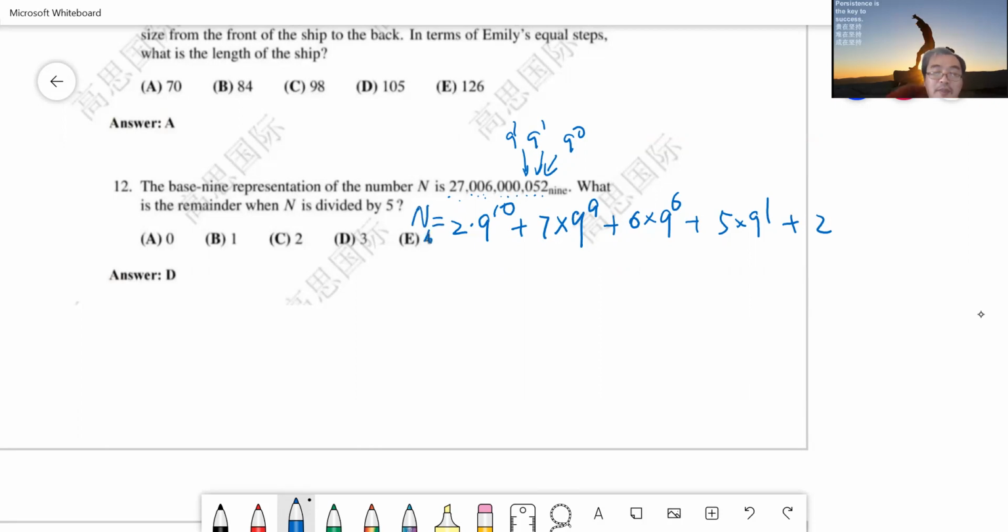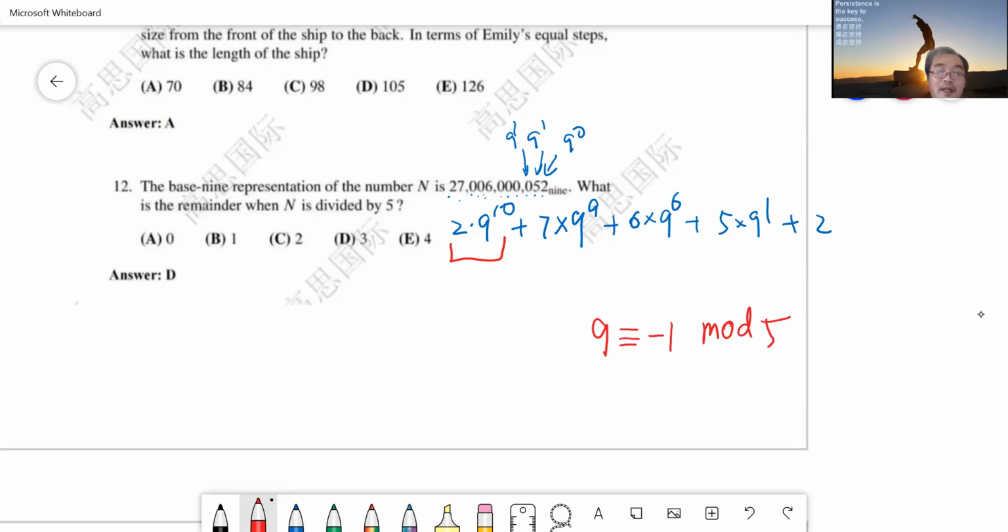Okay, so what is the remainder when this is divided by 5? If we divide by 5, then we can just find out what we have for each part, right? Remember 9 to the power 10. So 9 divided by 5, that's congruent to the remainder 4, right? We usually use -1 to represent that, modulo 5, right? So this is the fact, right?